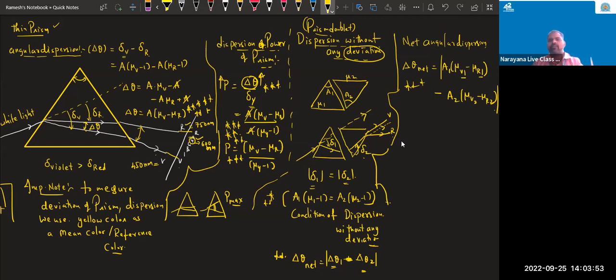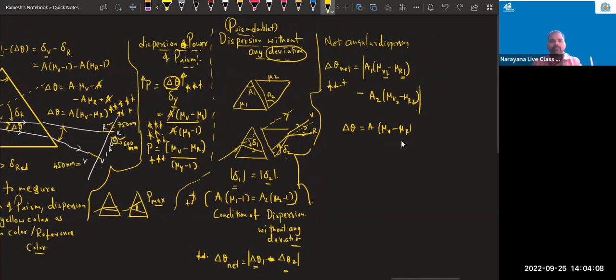Violet color, violet and red color. What is the formula for angular dispersion? A into mu V minus mu R. For the first prism I have written 1 1, and for the second prism I have written 2 2. Let me explain the reverse scenario. What is the reverse scenario? Deviation without dispersion.